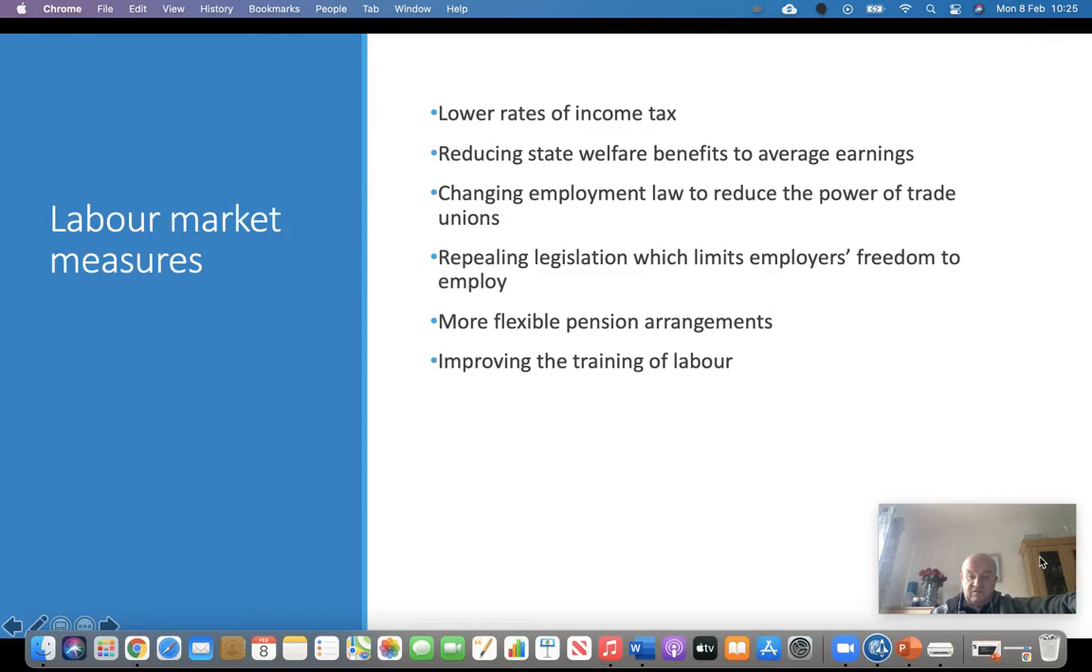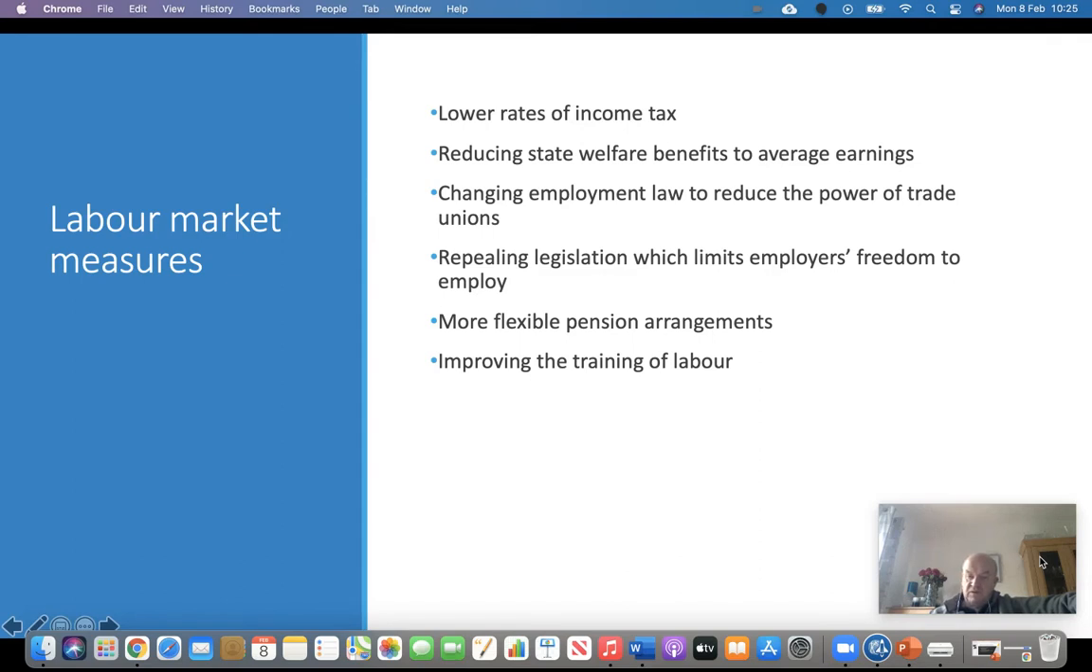Clearly lower rates of income tax will have a significant effect on the amount of disposable income that individuals might have and their incentive to work. The reduction of state welfare benefits to average earnings, again, might influence the labour market and make it slightly easier for firms to employ people, or for more people to want to work, and obviously that can increase the overall level of human capital that's available.